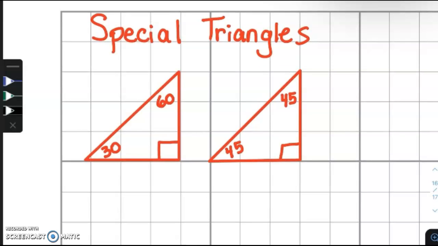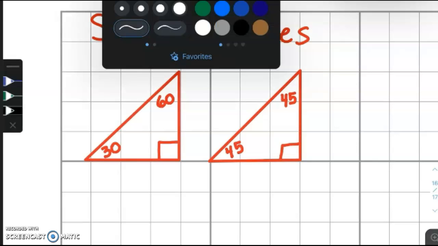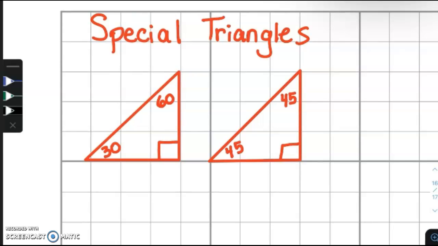Now we're going to talk about our special right triangles. There's two right triangles that are very common, and so we memorize the numbers outside of those triangles. So draw these triangles in your notes, and we're going to put numbers on the outside of them. And this is just to remember your special ratios.